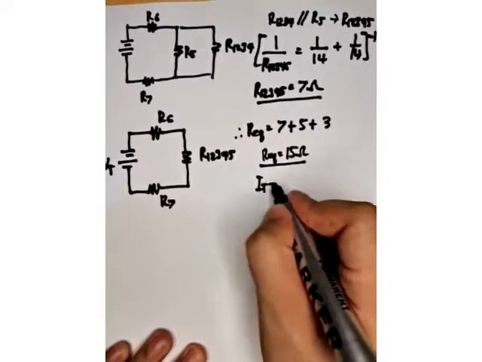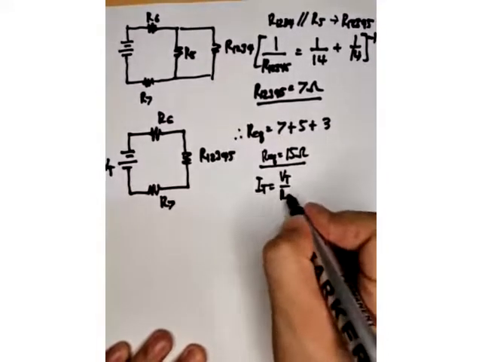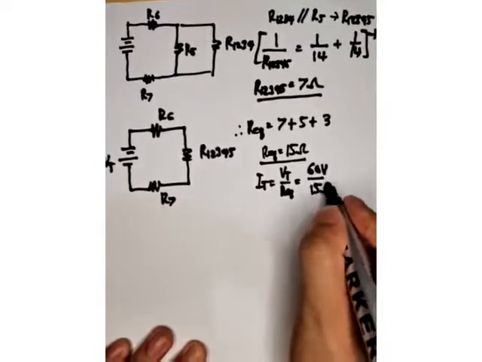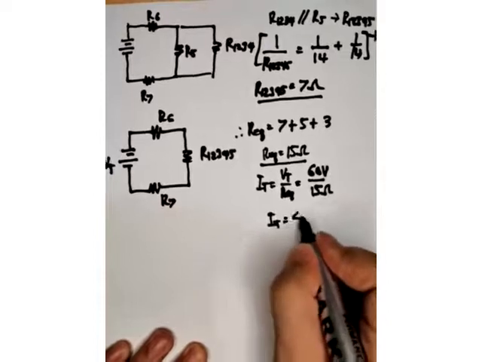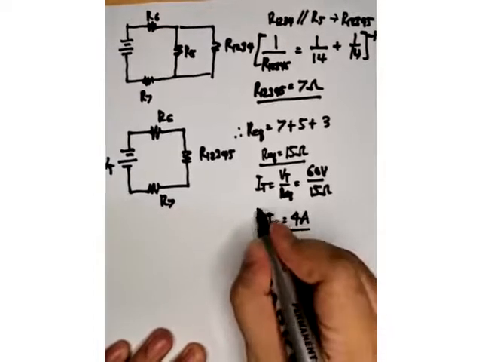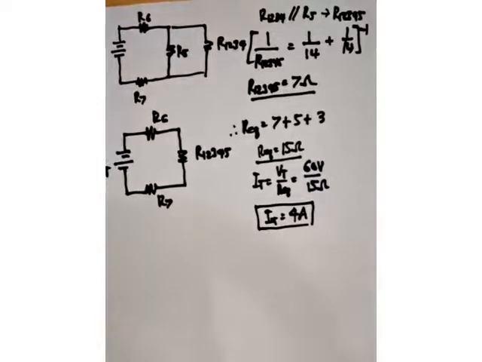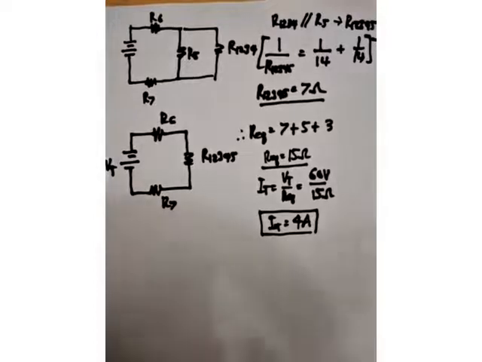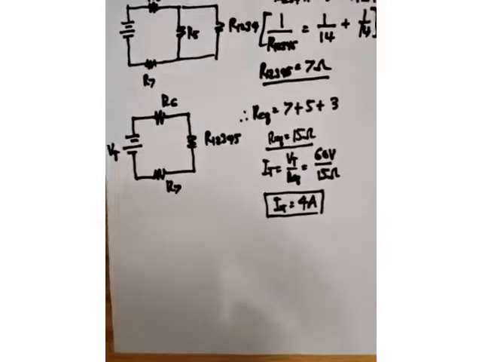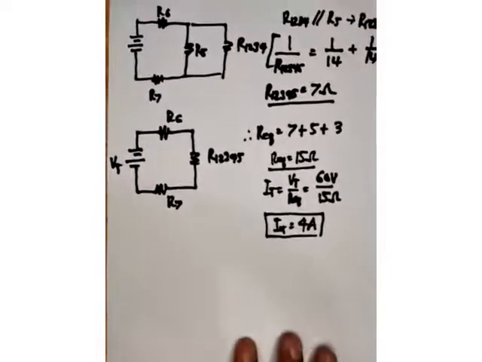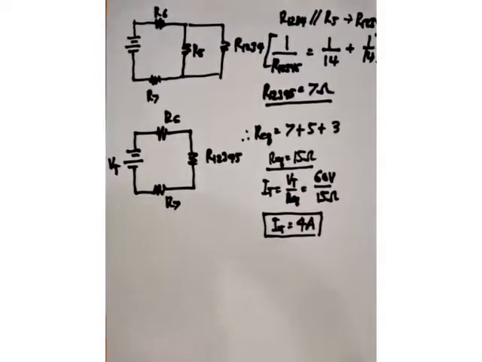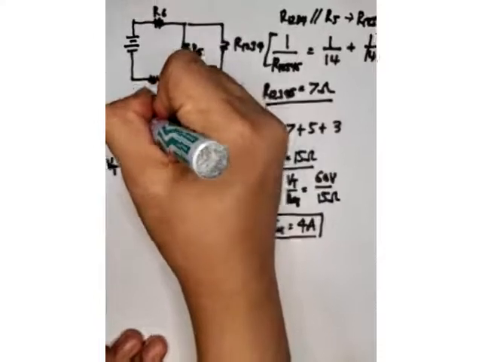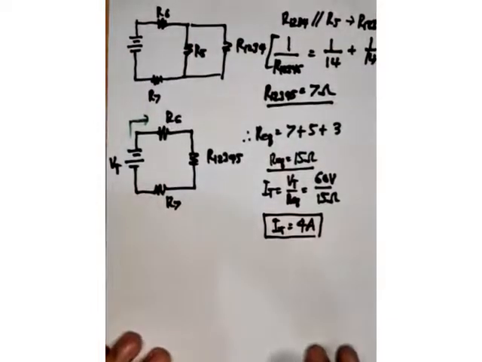Let's proceed directly. What's I total? That's V total over R equivalent. So, that's 60 volts over 15 ohms. So, our I total is 4 amperes. At least, our answer is a whole number. So, that 4 amperes is the current that flows through here.